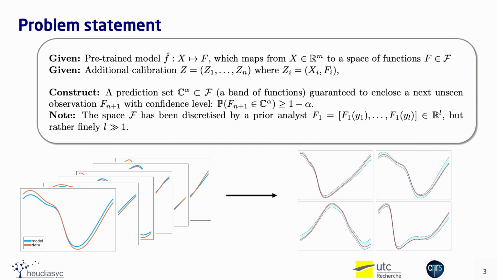Below is basically just a pictorial representation of what we'd like to do. You're given some predictions on some extra data, and you'd like to generate some bounds on these predictions. But just to note that this space here is actually discretized, and it's discretized in very, very high dimensions.